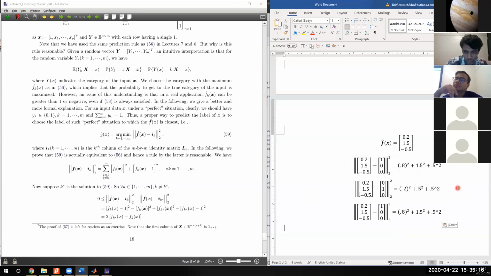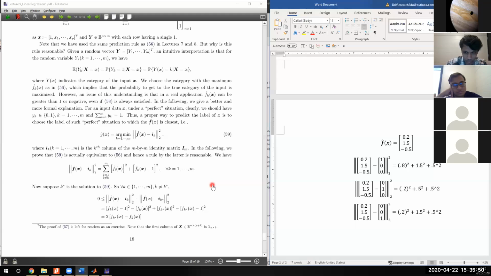And then the third case, I'm going to compare this one with 0, 0, 1. This gives me 0.2, and then 1.5 squared, and the final is 0.5 squared. And very clear, we're going to choose the second one. I don't even need to calculate. I know this one must be the minimum. Why? Because this one is bigger than this one in terms of this item, and smaller in terms of both this and this items. So I'm going to choose the second one. Is it clear?